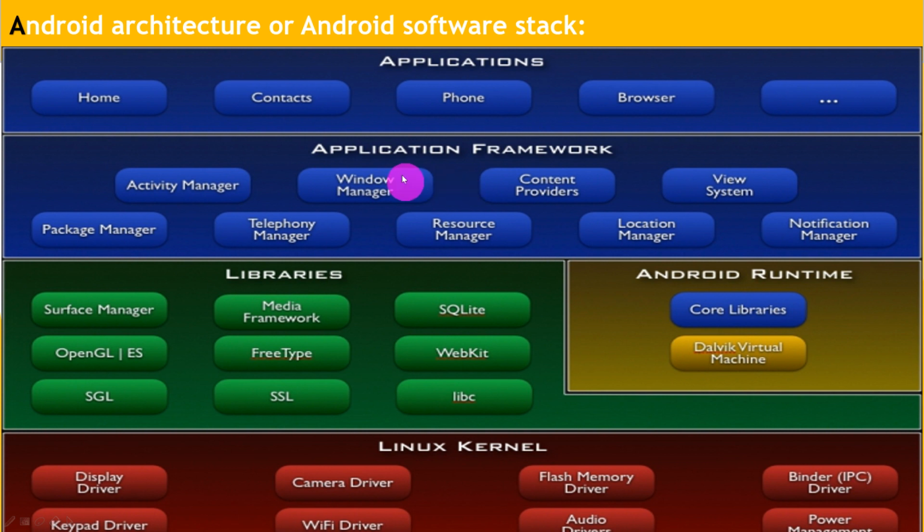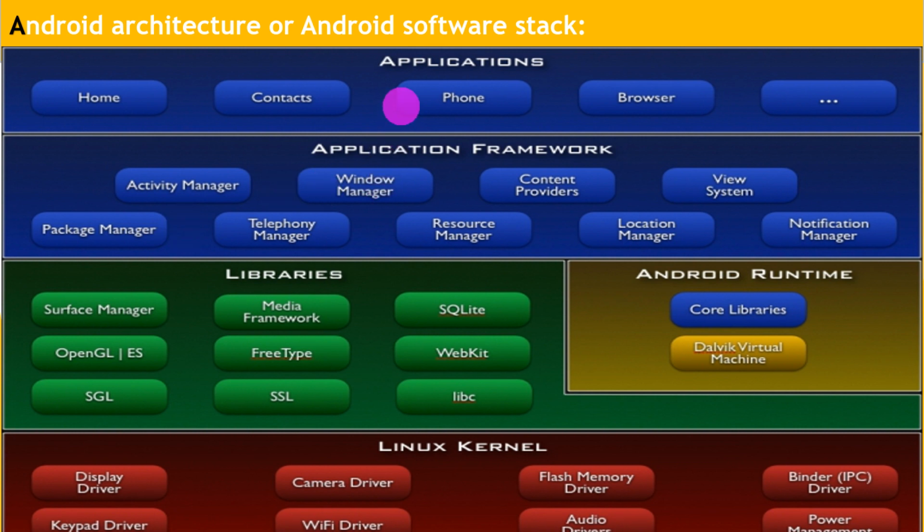The application framework is the fourth part of Android architecture. The application framework contains the activity manager, window manager, resource manager, content provider, location manager, view system, notification manager, telephony, package manager, and much more. We will see all this in detail in the next part.